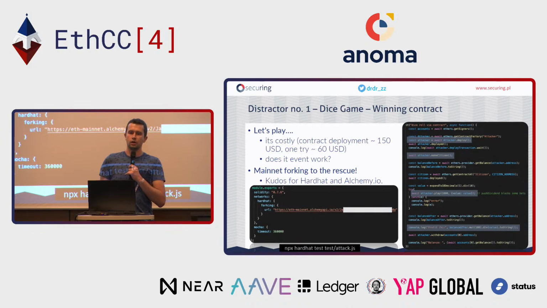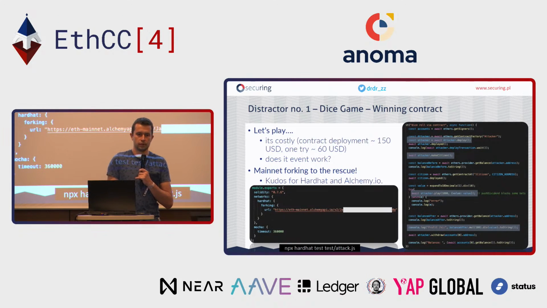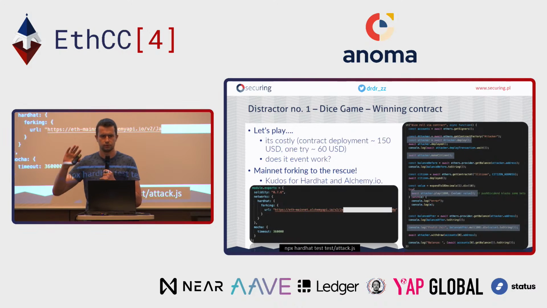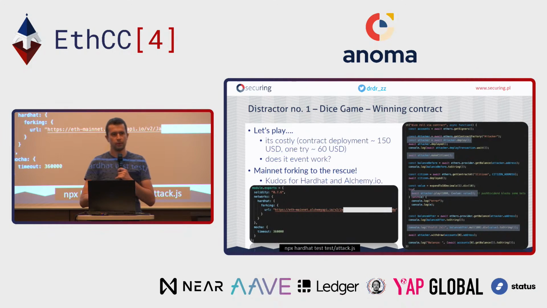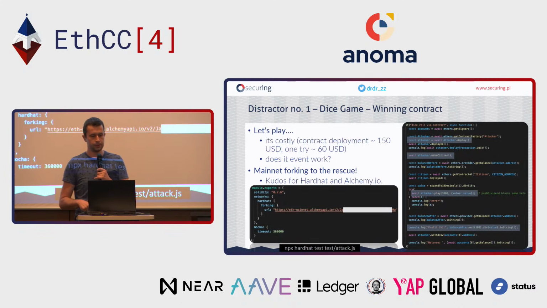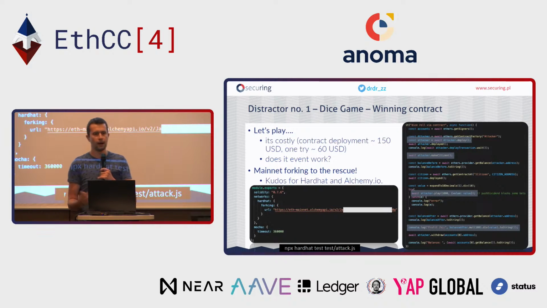But it's quite hard to play in the dark forest because you can be front run, your code can just not work, right? And it's quite costly. At that time when I was playing that, the gas price was like 150, which was quite huge. So to deploy my contract, I had to pay $150, and one play cost me like $60. So I wanted to make sure that it works, right?